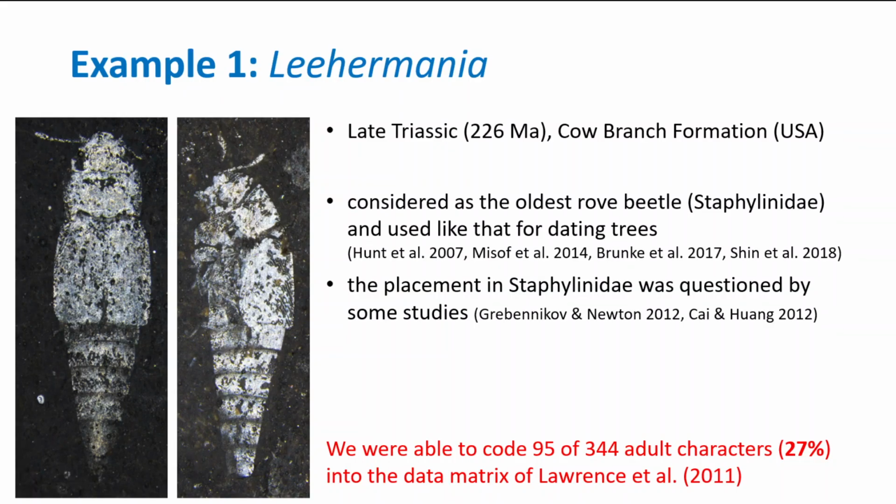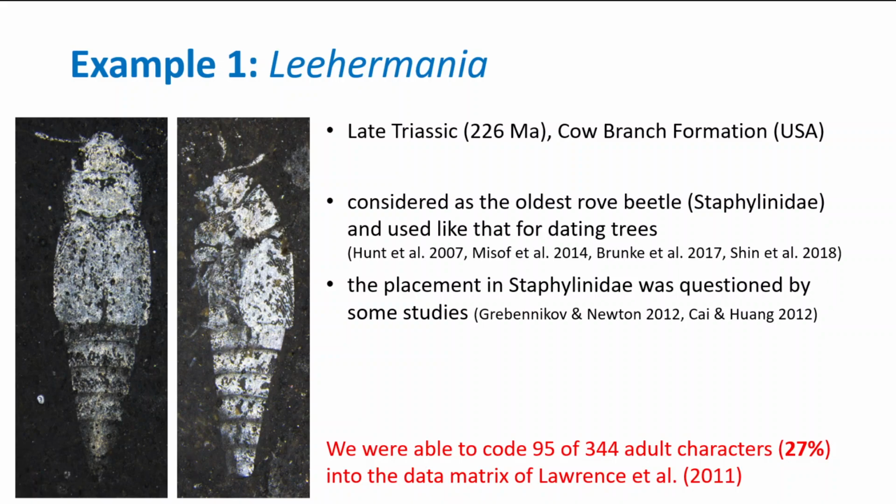So now I will show you some examples which we analyzed using these methods. The first one is Leehermania, a late Triassic fossil from the USA, from North Carolina, from the Cow Branch Formation. For a long time, it was considered the oldest rove beetle, and it was used as such, even as a calibrating fossil for some very famous time trees. For example, even for the time tree of the complete insects, the first genomic study of insects by Misof et al. 2014.